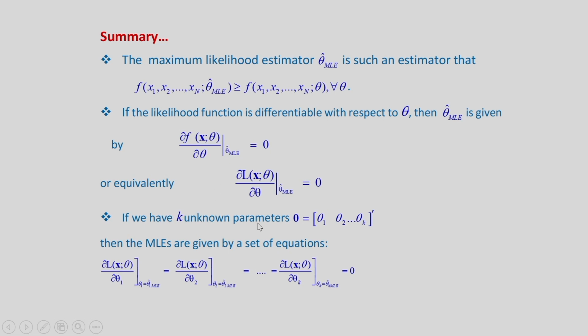If we have k unknown parameters, theta is equal to theta 1, theta 2 up to theta k transpose, this is the parameter vector, then the MLEs are given by a set of equations, that is del L del theta 1 at theta 1 hat MLE must be equal to 0, del L del theta 2 at theta 2 hat MLE must be equal to 0, like that del L del theta k at theta k hat MLE must be equal to 0. In the next lecture, we will see the properties of ML estimators.